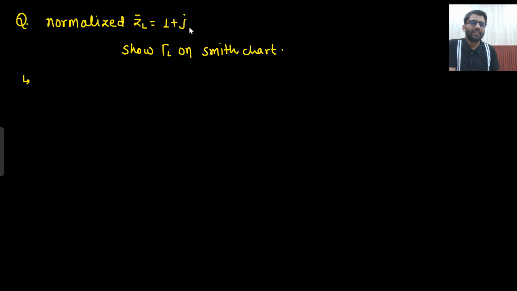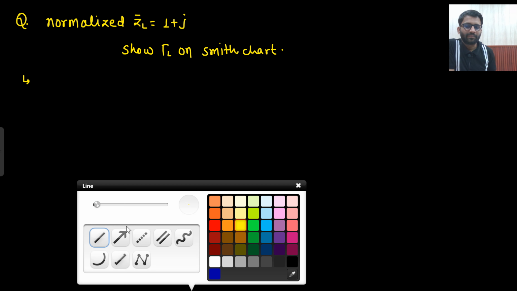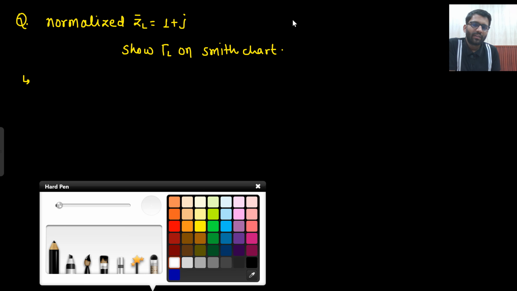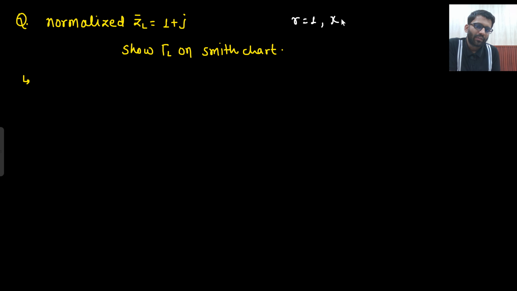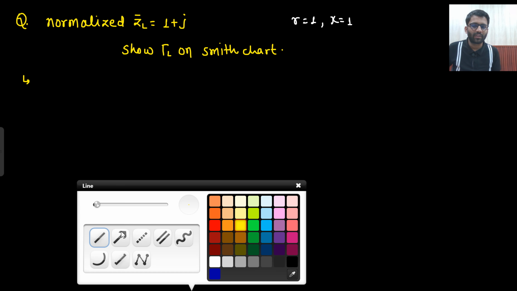Normalized load impedance is given as 1 plus J. So what do you think? How will you show gamma L on Smith chart? So here my R value is 1 and X value is 1. So only R equals to 1 circle I am going to make, and X equals to 1 circle I am going to make. Only these two circles I am going to make.